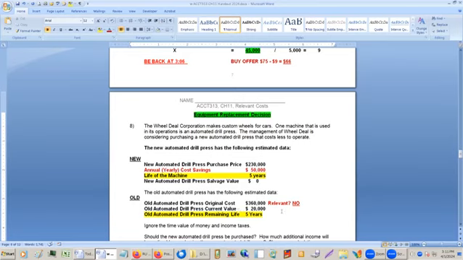Okay, now the current value, this is what we could sell it for today. Is that relevant? Yes, very good. Yes, this is relevant because if we keep it, we're not going to get that money. But if we replace it, we can. So this is relevant. This is in today's dollars.